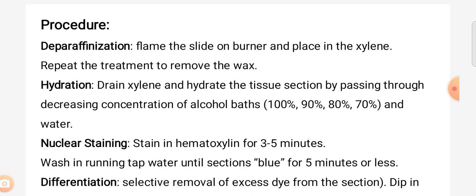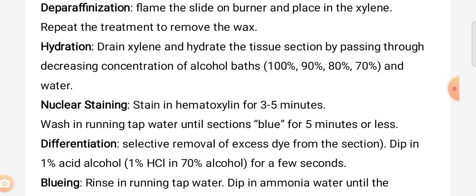First, deparaffinization: flame the slide on a burner and place it in xylene. Repeat the treatment to remove the wax. And the next one, hydration. Drain the xylene and hydrate the tissue sections by passing through decreasing concentrations of alcohol: 100%, 90%, 80%, and 70% alcohol. Each one is dipped and washed in running water for 2 minutes.